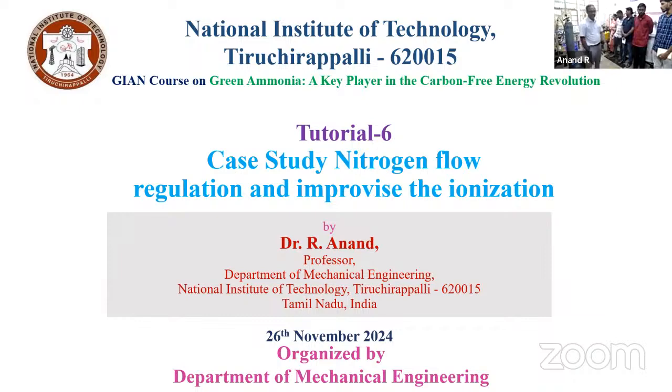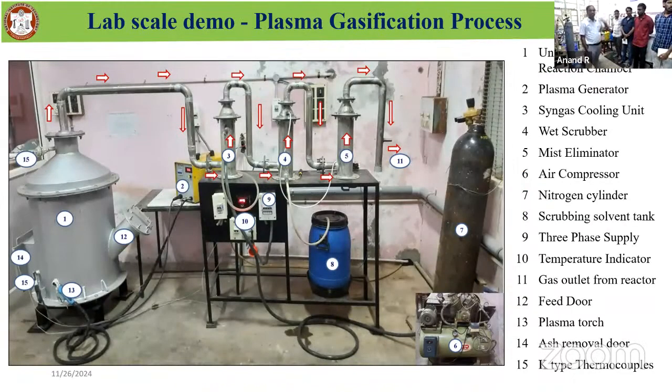It has several components, starting from the plasma generator, plasma reaction chamber, then the synthetic gas cooling unit, wet scrubber, mist eliminator, air compressor, nitrogen cylinder, scrubbing solvent tank, three-phase power supply for creating the high intensity spark, temperature indicator, gas outlet from the reactor, feed door, plasma torch, ash removal door, and thermocouple to measure the temperature at various points. So this is the schematic diagram of the experimental facility for treating different biomedical waste.